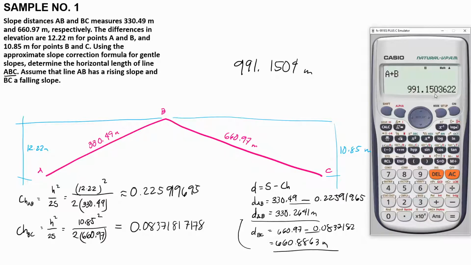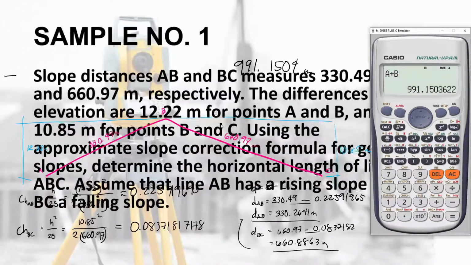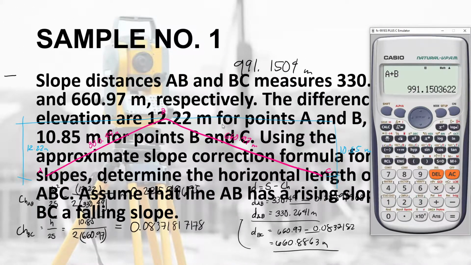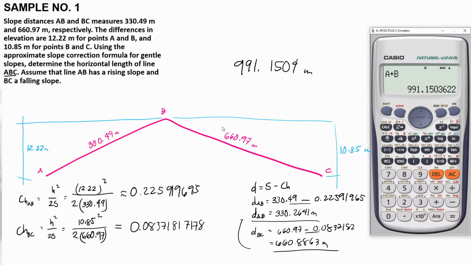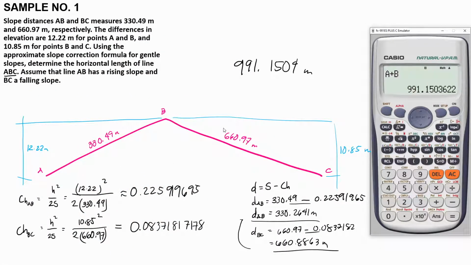So again, our answer is 991.1504 meters, the length of the line ABC. Is my computation correct?